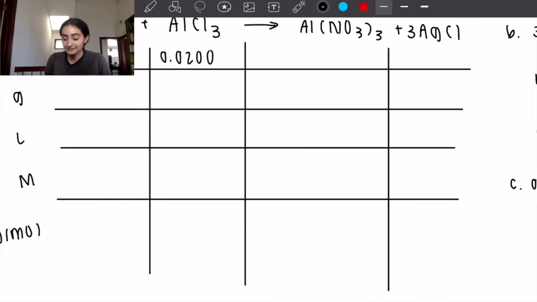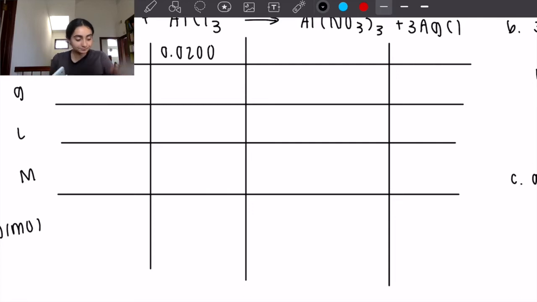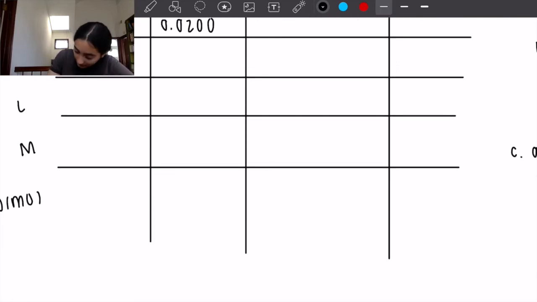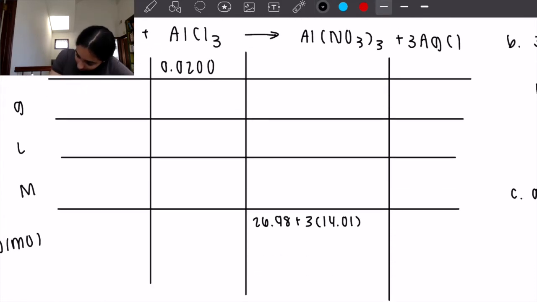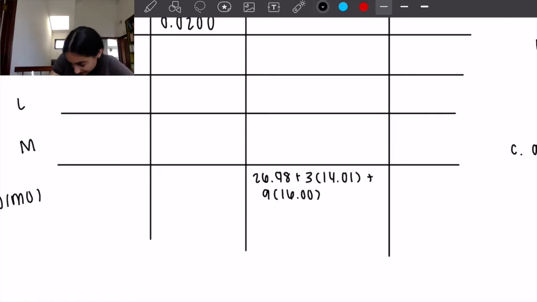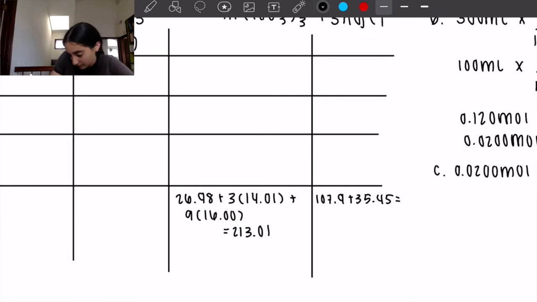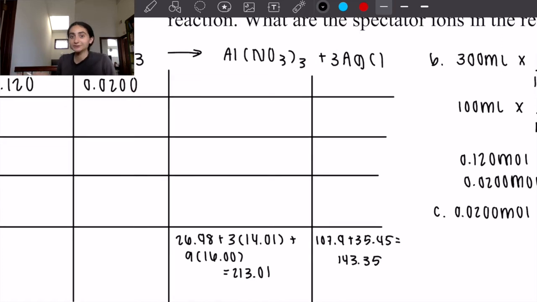We should calculate the molar mass of both of the products. So for AlNO3, we have 26.98 plus 3 times 14.01 plus 9 times 16, which would be 213.01 grams per mole. For AgCl, we have 107.9 plus 35.45, which is going to equal 143.35 grams per mole. Okay, so now we can successfully convert to mass.